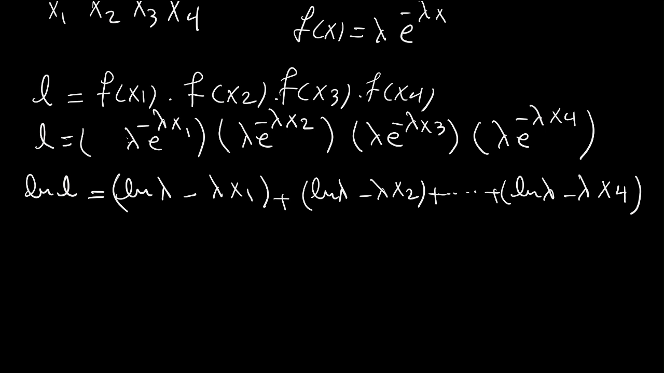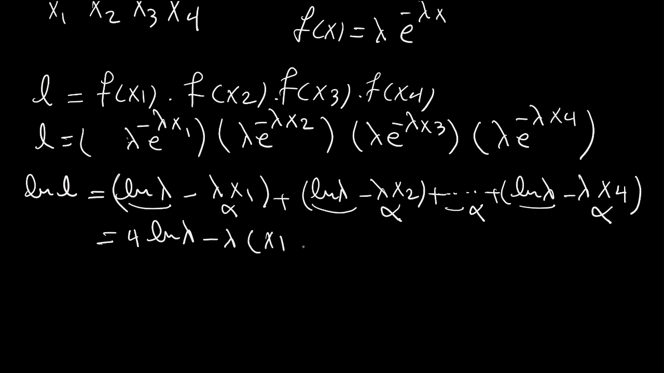And here you see that I have 4 natural logs of lambda from the first, second, third, and fourth terms. So I have 4 times the natural log of lambda. And then here you see negative lambda x1, negative lambda x2, negative lambda x3, and negative lambda x4. You can factor out negative lambda, and the remaining part is x1 plus x2 plus x3 plus x4. And the left-hand side is the natural log of L.